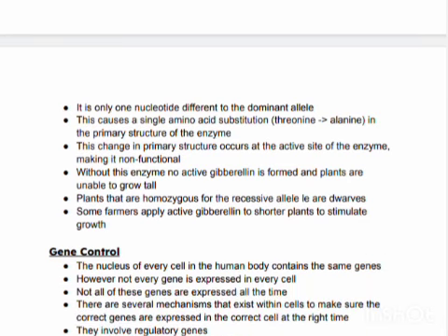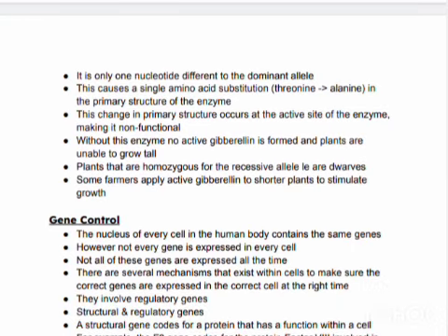Now, the gene is going to regulate the production of an enzyme that is involved in the pathway that forms active gibberellin. And active gibberellin is a hormone that is going to help the plants grow by stimulating cell division and elongation in the stem. The recessive allele is going to result in a non-functional enzyme. So basically, we have a gene coding for an enzyme that is involved in the pathway to produce active gibberellin, the hormone that stimulates cell division and elongation in the stem.